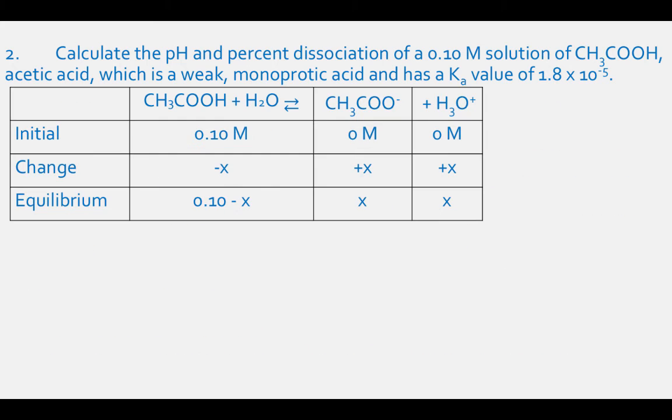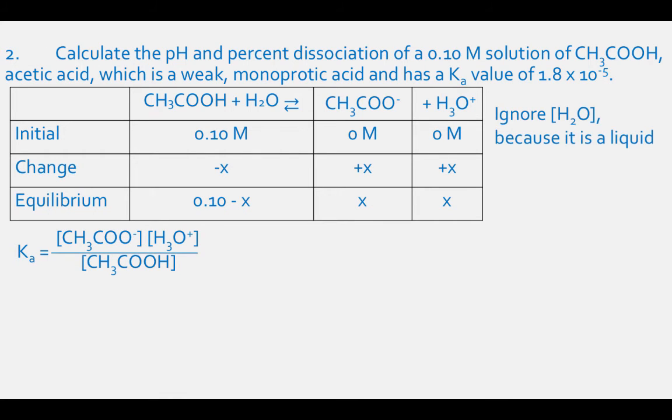Now plug these equilibrium values into our Ka expression for this weak acid. Our Ka expression will be the concentration of CH3COO negative times the concentration of H3O plus divided by the concentration of CH3COOH. Remember, we ignore the concentration of H2O in the equilibrium expression because it is a liquid. So we have X times X divided by 0.10 minus X, which equals X squared divided by 0.10 minus X. This equals 1.8 times 10 to the negative 5, which is the Ka value.